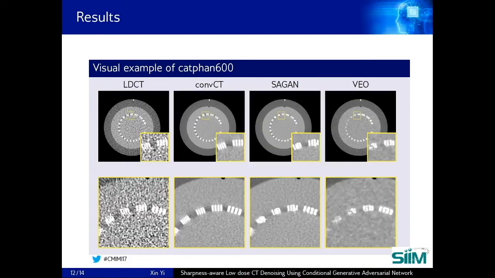This is the result of the spatial resolution module. On the image, we have some patterns of line pairs of different spacing, ranging from 1 line pair per centimeter to 21 line pairs per centimeter. As shown in the zoomed region, we can see almost equally well the line pairs on the SAGAN denoised results as on the low-dose CT.